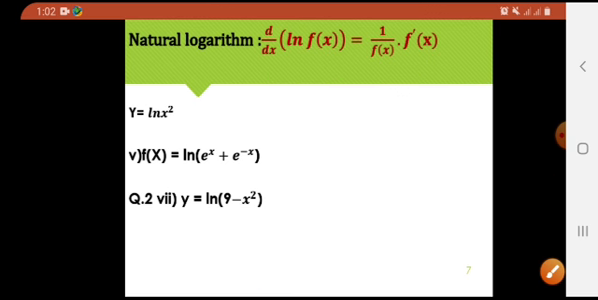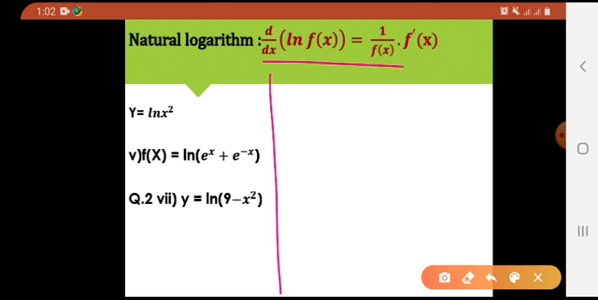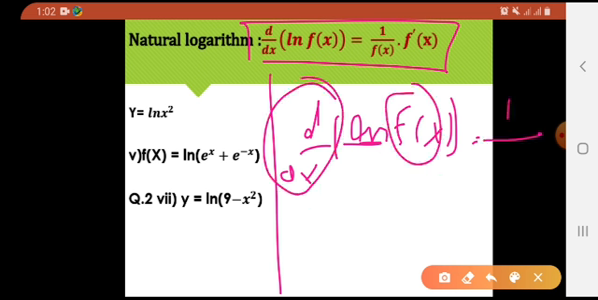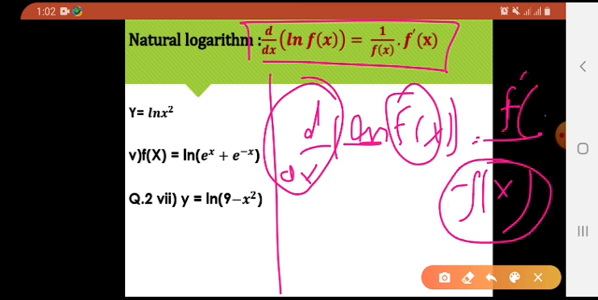Clear? And the third thing which we just learnt is the derivative of natural log of f of x. Meaning, if the natural log of any function is given, how will we find its derivative? 1 divided by the function into further derivative of this function, which would be f dash of x. That's it. So now let us apply them.